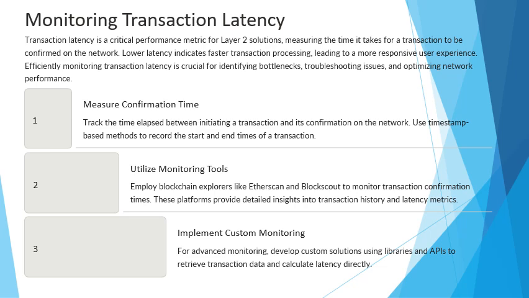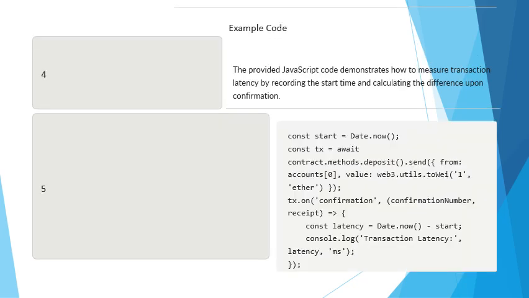Next, we shall implement custom monitoring. So for advanced monitoring, develop custom solutions using libraries and APIs to retrieve transaction data and calculate latency directly. Here is an example JavaScript code that demonstrates how to measure transaction latency by recording the start time and calculating the difference upon confirmation.